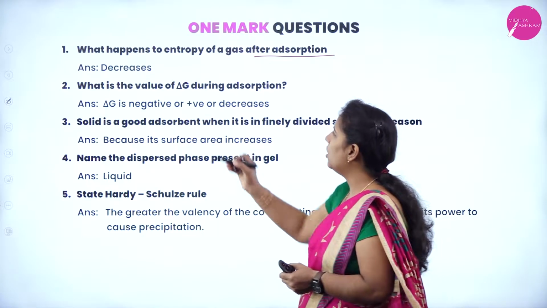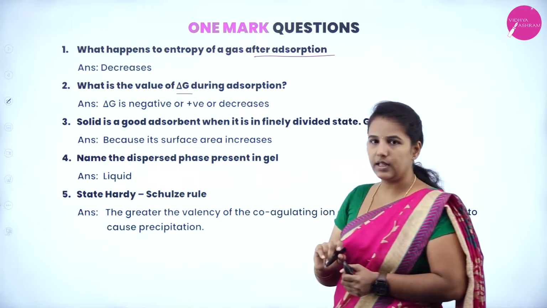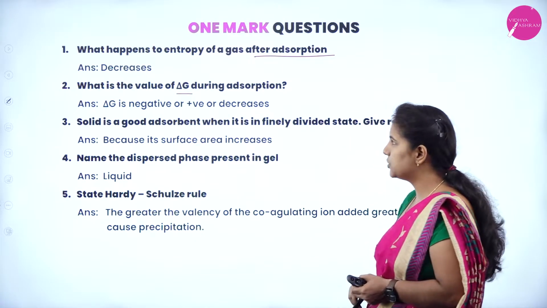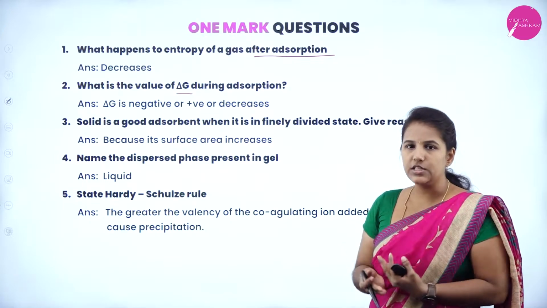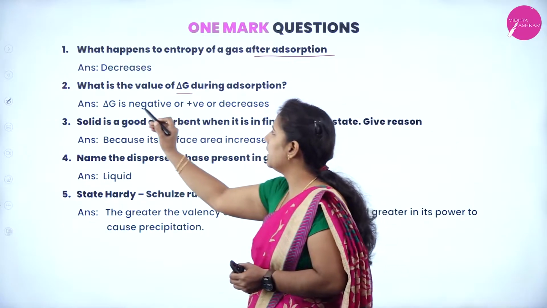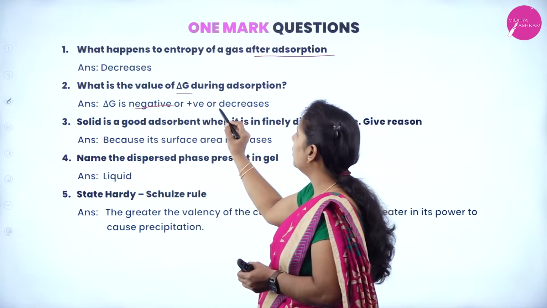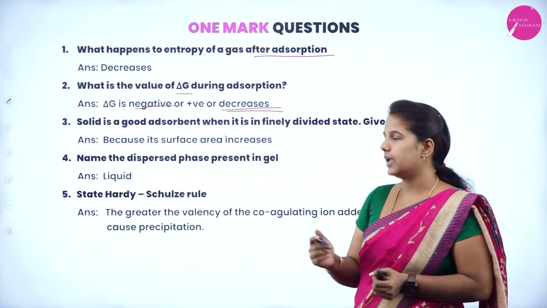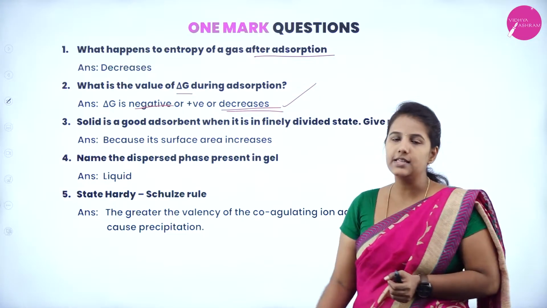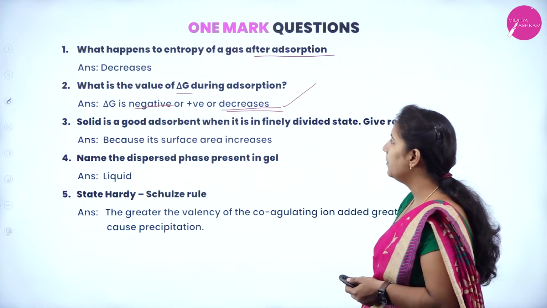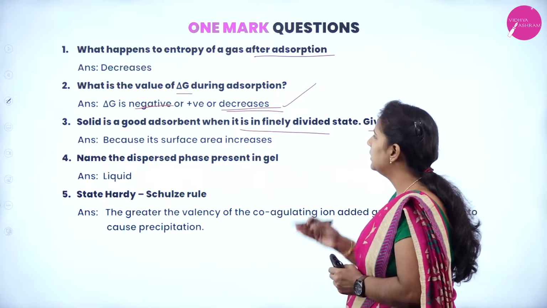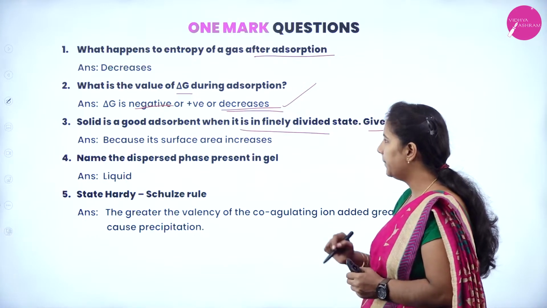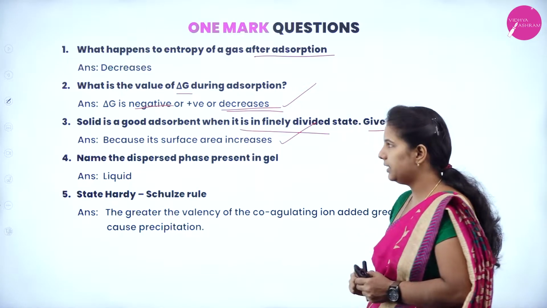What is the value of delta G? It is nothing but the change in the free energy during the adsorption. We all know that the change in free energy should be negative, and sometimes we say that it is positive in a few exceptional cases, but generally we say that it decreases. Solid is a good adsorbent when it is in a finely divided state. Give reason. Because the surface area increases.